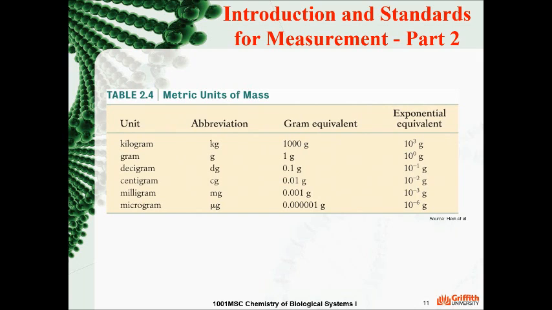In this table you can find some prefixes that are commonly used to measure mass. Centigram and decigram are rarely used. The most common ones are kilogram, gram, milligram, and microgram, so please remember these ones.